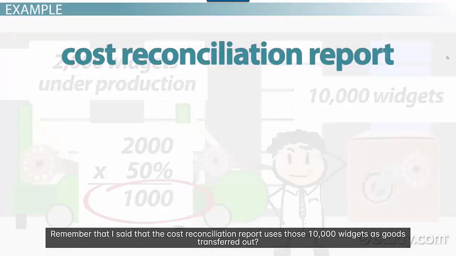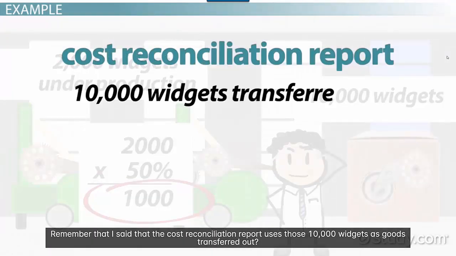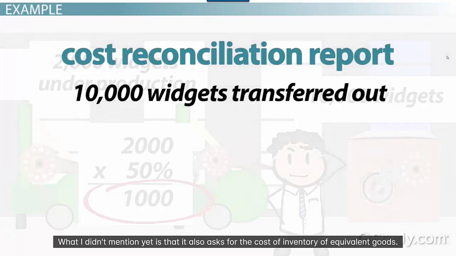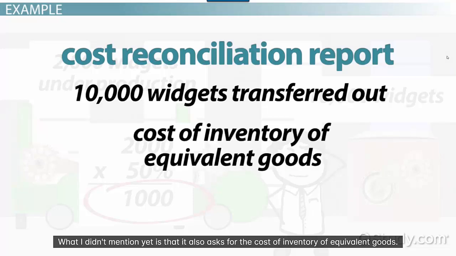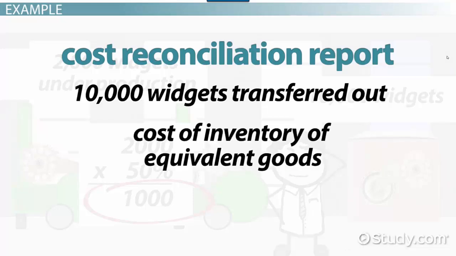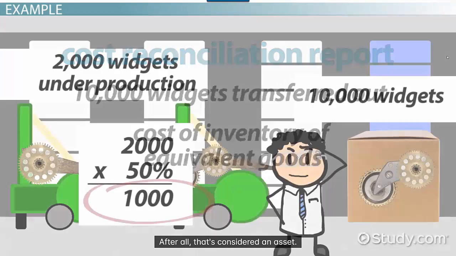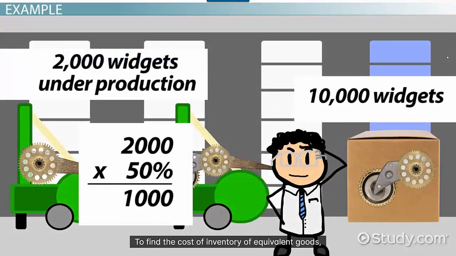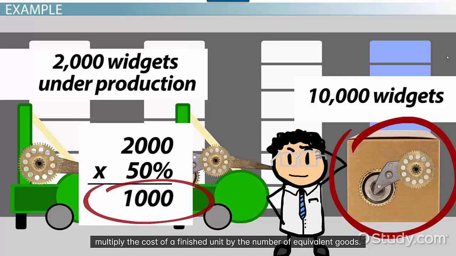Remember that I said that the cost reconciliation report uses those 10,000 widgets as goods transferred out? What I didn't mention yet is that it also asks for the cost of inventory of equivalent goods. After all, that is considered an asset. To find the cost of inventory of equivalent goods, multiply the cost of a finished unit by the number of equivalent goods. Note that these costs especially include the cost of labor and overhead.